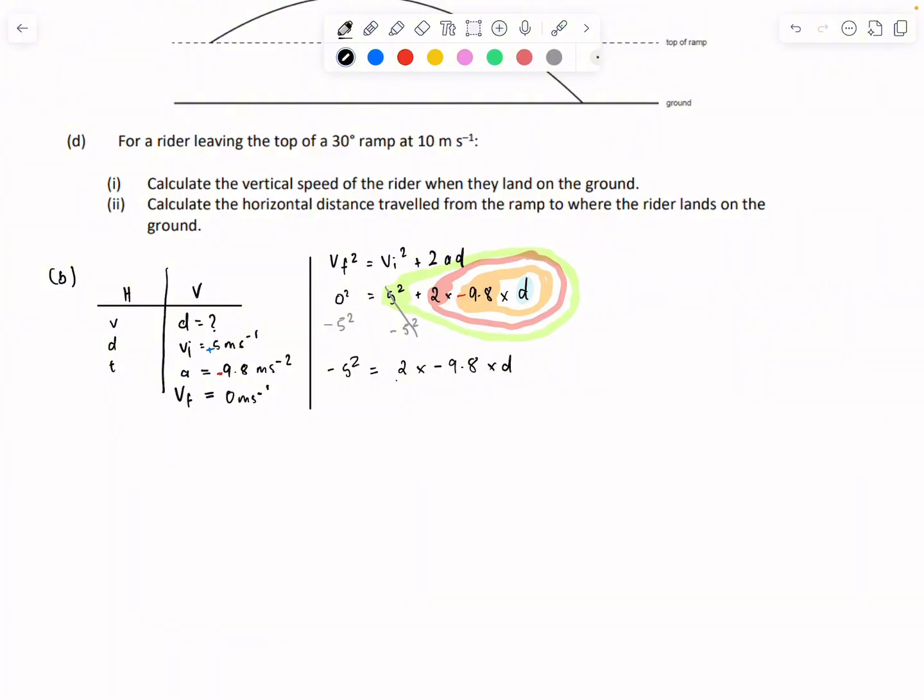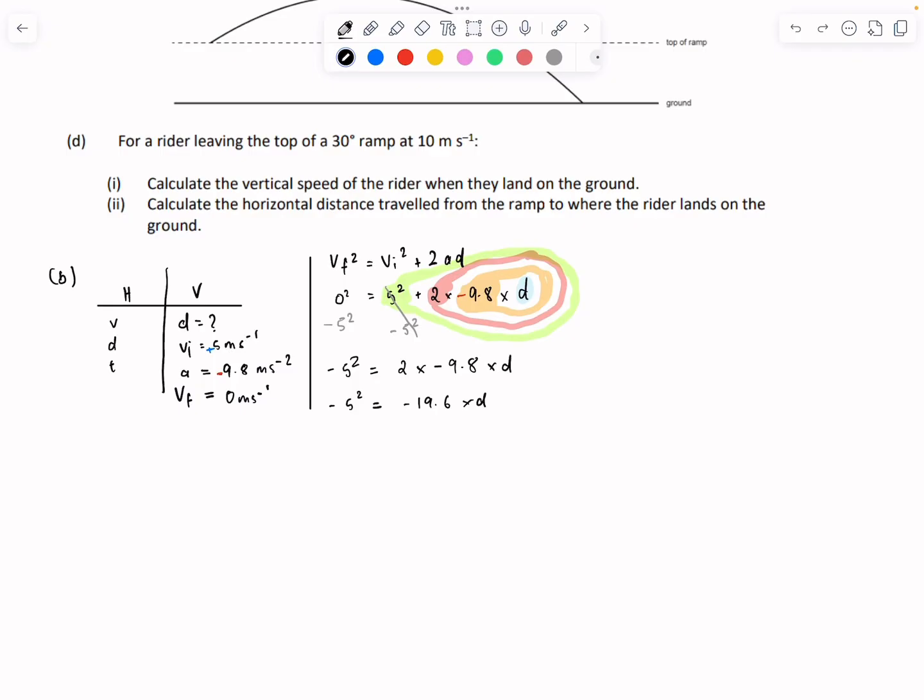Whenever I see something being multiplied with something else, I can smush them together to simplify the equation. So what this turns into is 2 times negative 9.8, which is negative 19.6 times d. Okay, so I'm almost there. I need d all by itself.